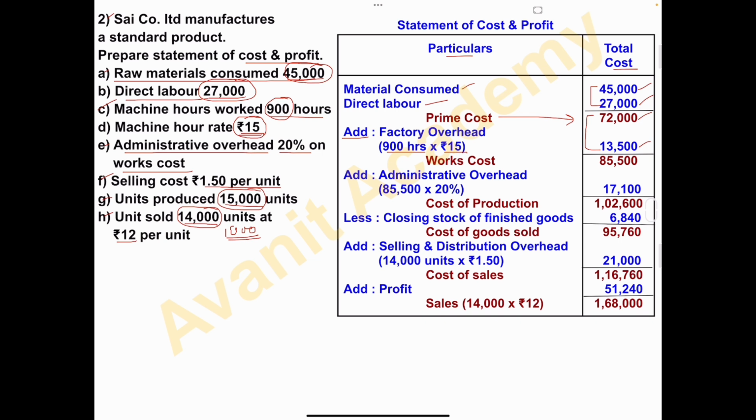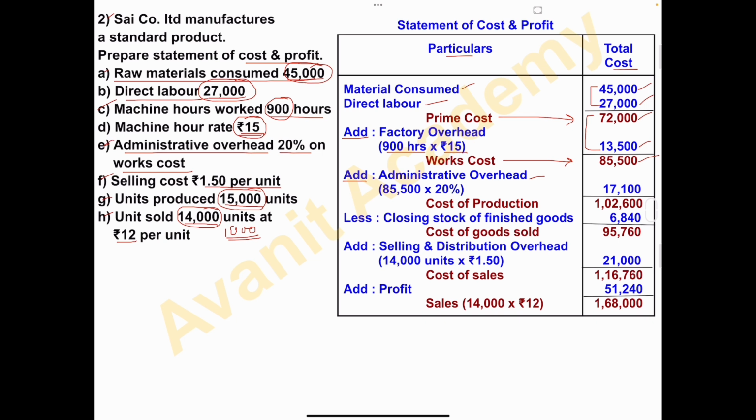Add these two amounts. 72,000 plus 13,500 and the total is 85,500. It is called works cost. So after works cost, we have to take administrative overhead or office overhead. Right here, add administrative overhead.